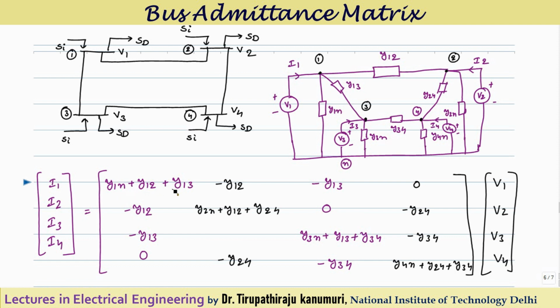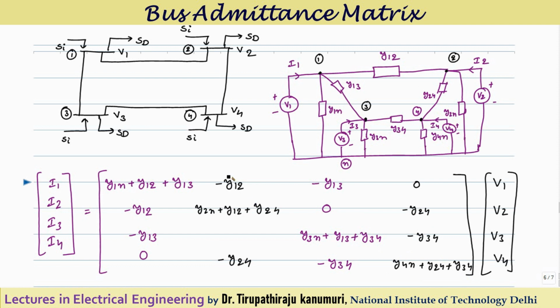What we have to do, this is Y11. Y11 will be for this particular node, which elements are connected. You can see y12 is connected, y13 is connected, and y1n is connected. Take the sum of those elements. Similarly, 22 means the second node. You can see what elements are connected: y12, y24, y2n. I have taken the sum of them. Similarly, 33 means the third node. Which elements are connected? y3n, y34 and y13. Just take the sum of them. Similarly, 4 also is the same. For node 4, what are connected? y34, y4n, then y24. Those we have taken the sum of.